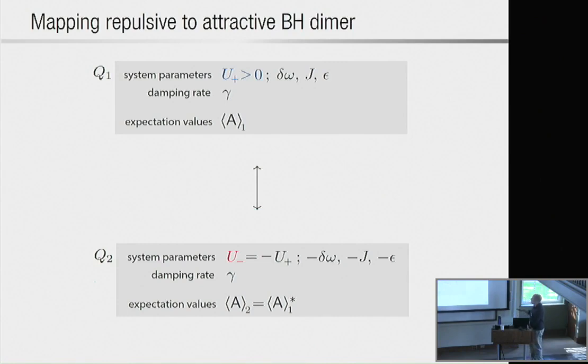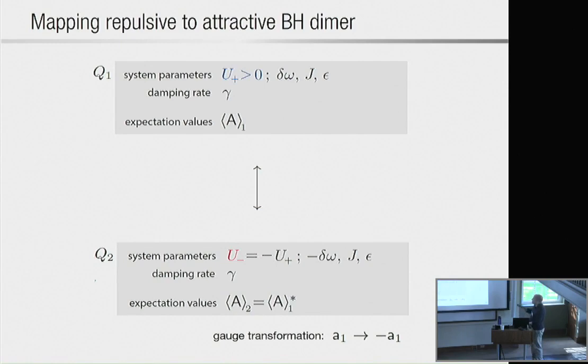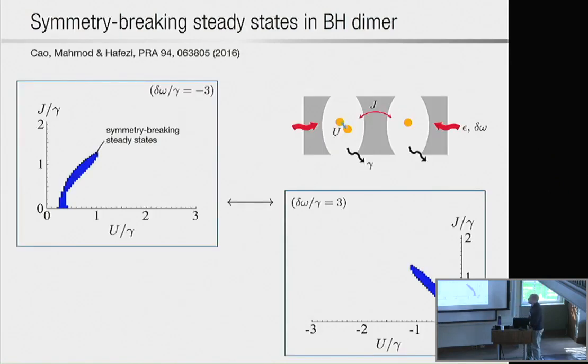If it bothers you that the hopping has changed sign and the drive strength has, then there's actually a simple gauge transformation where you take A1 to negative A1, and at that point the only thing that has to be adjusted is delta omega. So if in the repulsive system you're driving the system red detuned, then over here it would be blue detuned, and vice versa. And interestingly, this now really means that we can take this phase diagram that Mohammed obtained for positive U, and we can turn it into a phase diagram that now extends to negative U, to the attractive case. So there must be this symmetry.